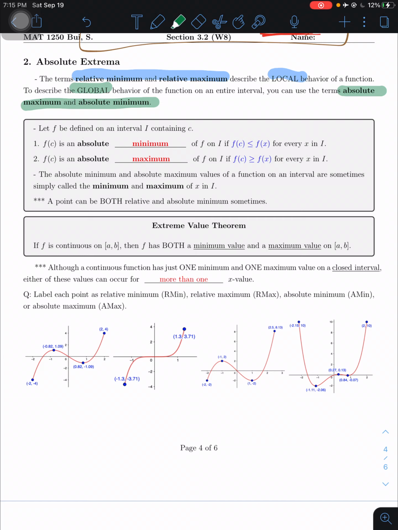Right now we have 4 concepts, right? Relative maximum, relative minimum, absolute maximum, and absolute minimum, right? Some of them can repeat with the other ones, and that's fine. That's totally normal, okay?